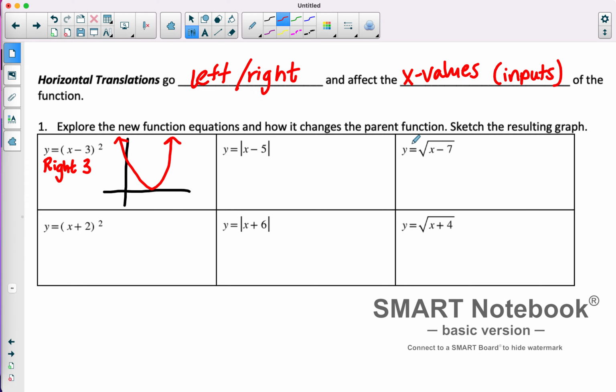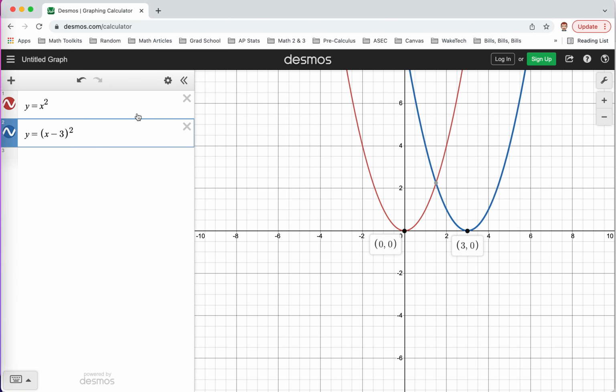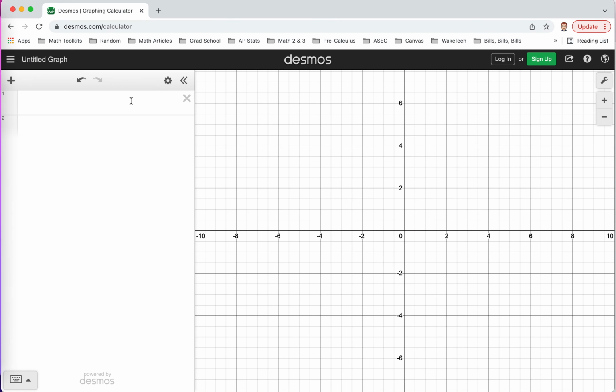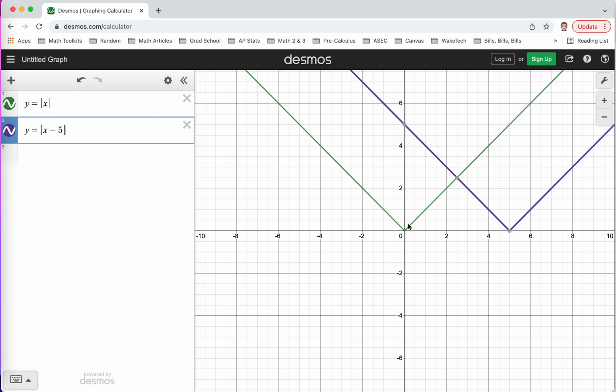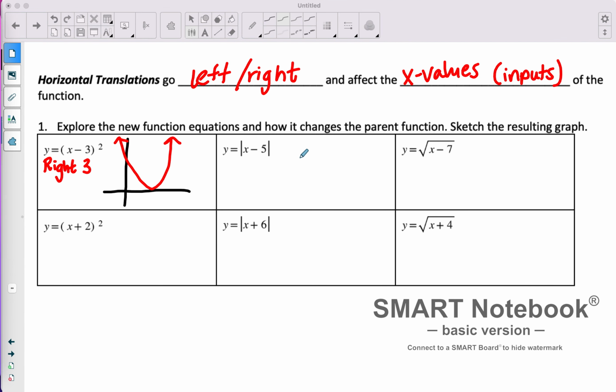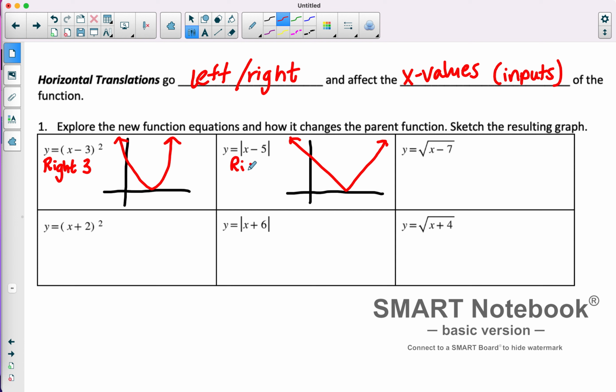We can take the absolute value of x minus 5. So we're going to change this function to the absolute value of x, and then absolute value of x minus 5. The V shape stayed the same, but this one moved to the right 5. So we put this back in here as a sketch. We're not graphing a real complete version of it, but it looks like this. And we saw that it moved right 5.